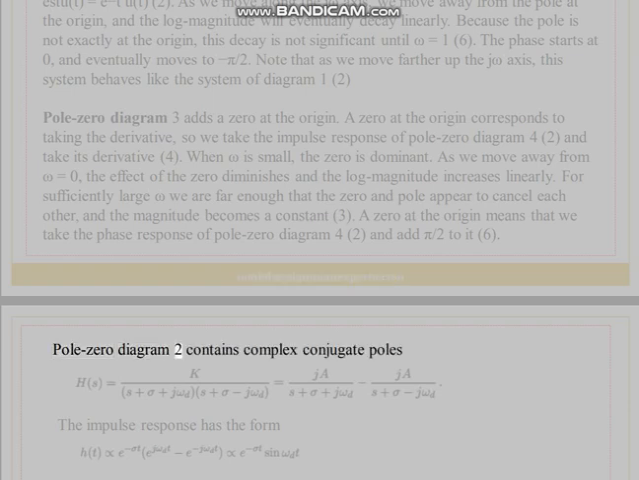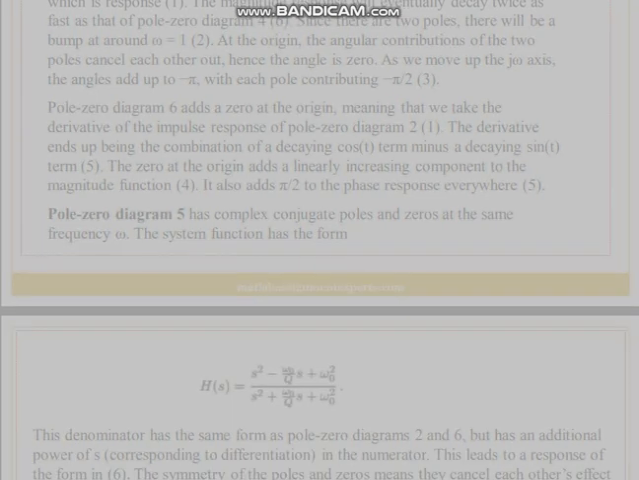Pole-zero diagram 2 contains complex conjugate poles. The impulse response has the form, which is response 1. The magnitude response will eventually decay twice as fast as that of pole-zero diagram 4, 6. Since there are two poles, there will be a bump at around omega equals 1, 2. At the origin, the angular contributions of the two poles cancel each other out, hence the angle is 0. As we move up the j-omega axis, the angles add up to -pi, with each pole contributing -pi/2, 3.